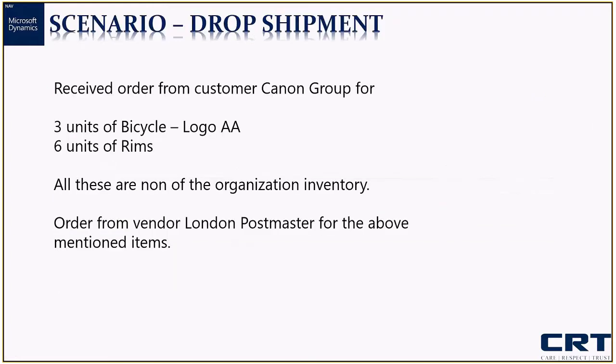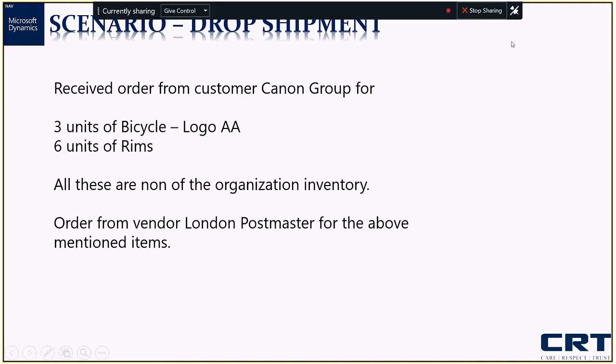Okay, then today in my scenario, I'm a trading company. I'm selling some bicycles and rims. Okay, so I receive an order from my customer. Let's say it's Canon Group. They want to purchase 3 units of bicycle and put in a logo AA, and 6 units of rim, all of which I don't keep any stock of in my organization, in my trading company. So for this, I will order from my vendor, which is London Postmaster, for the mentioned items.